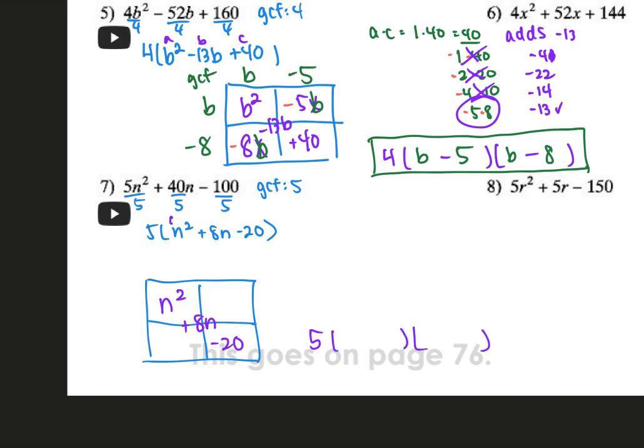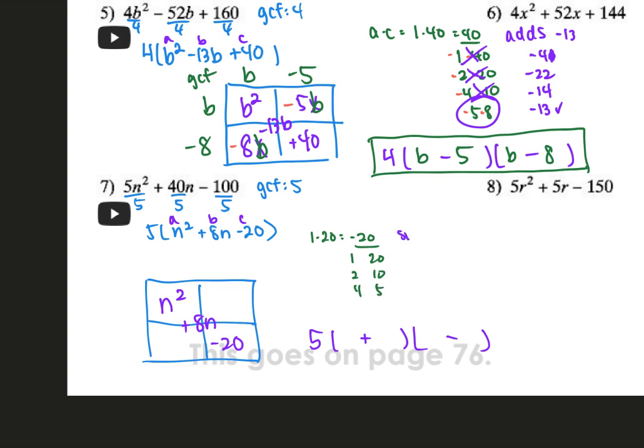Let's pick our signs. We have A, B, and C. So I have a negative C, which means my signs have to be opposite. We're going to multiply A times C. So 1 times 20, or negative 20, is negative 20. So we're going to list out our factors. 1 and 20, 2 and 10, 4 and 5.